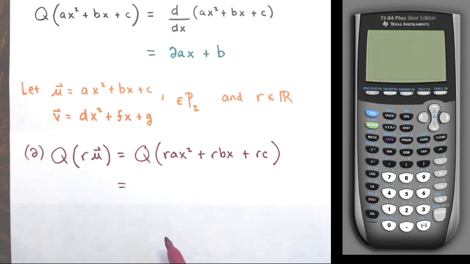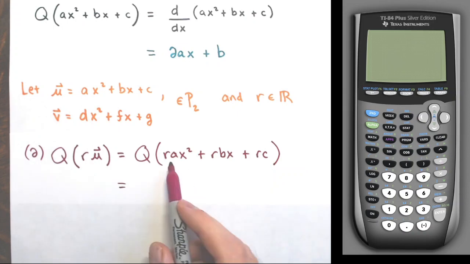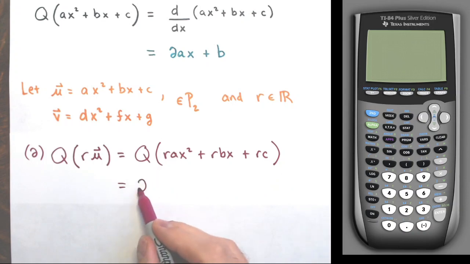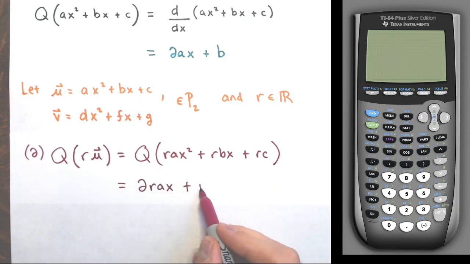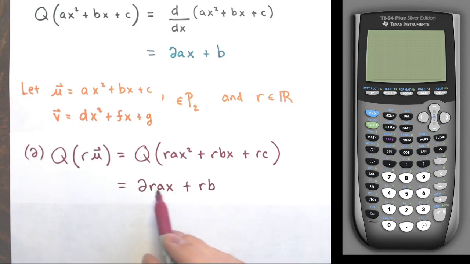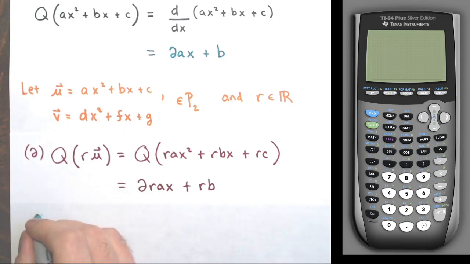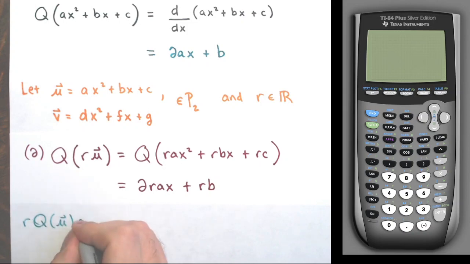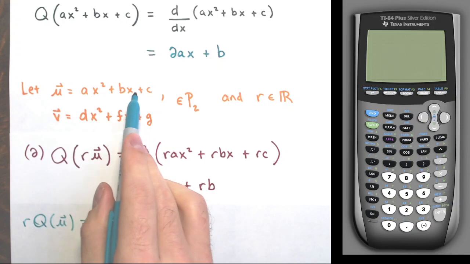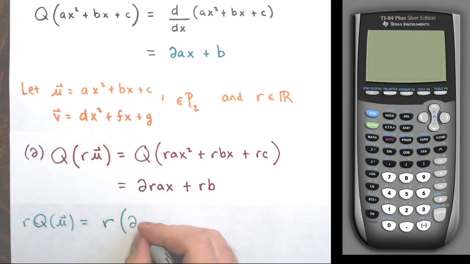And then I apply q to this, the transformation q, which is just taking the derivative of this. This would be 2rax plus rb, and then plus 0. All right, and that's pretty simple there. And then I look at the other side of the homogeneity statement. So what's r times q of u? This is my scalar r times q of u. So I'm replacing q of u, put parentheses, and then q of u is just the derivative of the vector u, the derivative of this polynomial. That's the 2ax plus b.